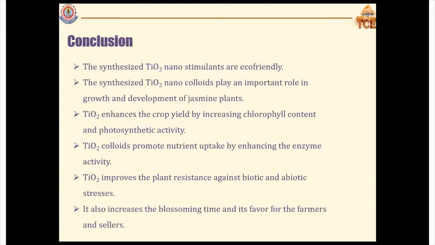So let's conclude. The synthesized titanium dioxide nanostimulants are eco-friendly and do not cause any problem regarding environmental pollution, other health issues, soil health, or plant health. The synthesized titanium dioxide nanocolloids play an important role in the growth and development of jasmine plants, and they enhance the crop yield by increasing chlorophyll content and photosynthetic activity.